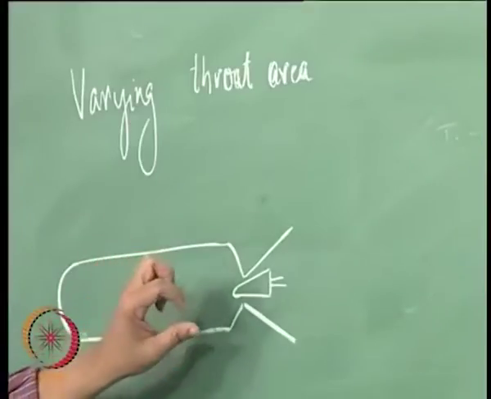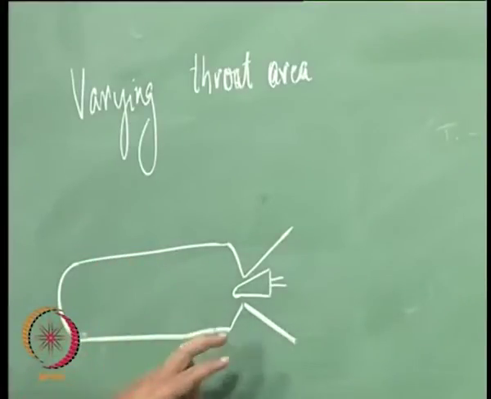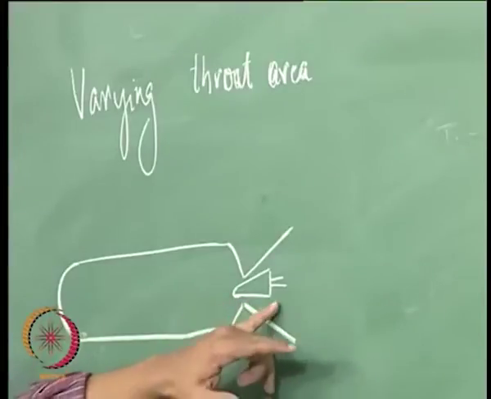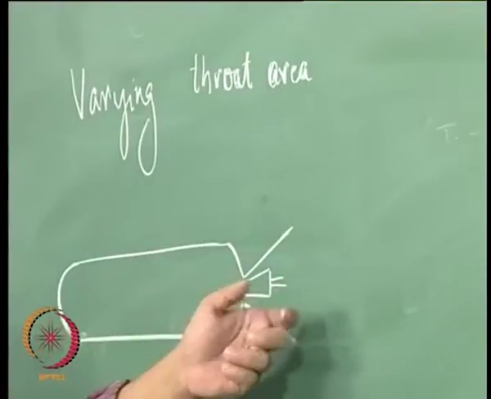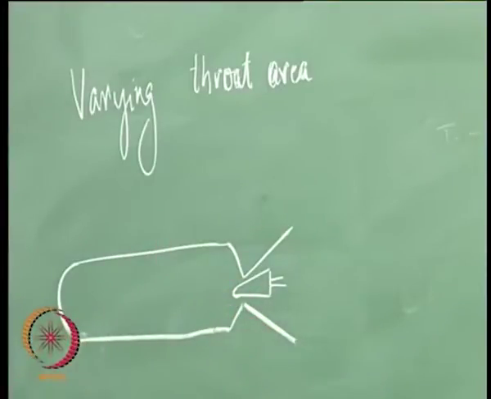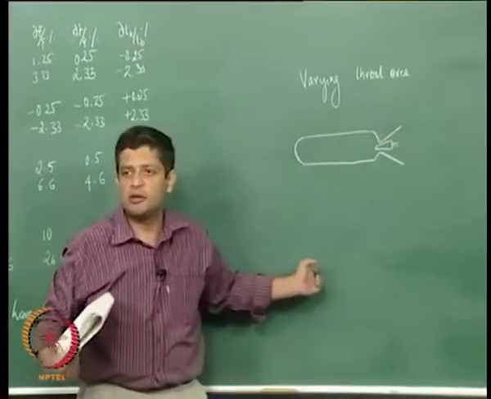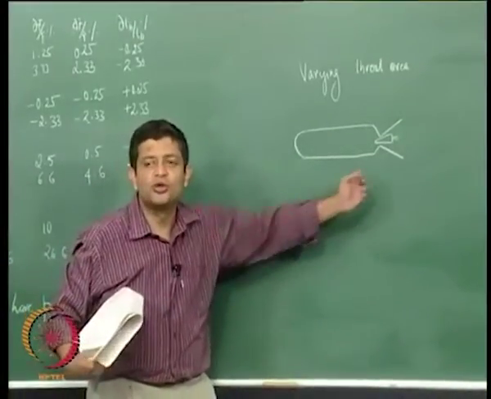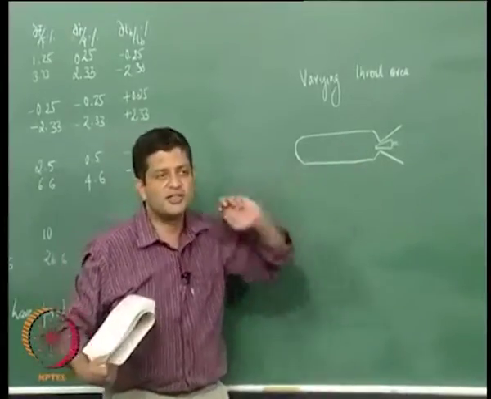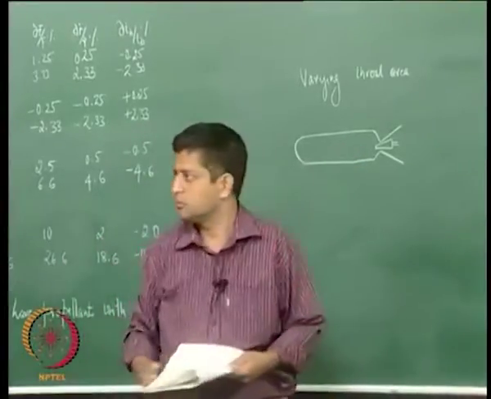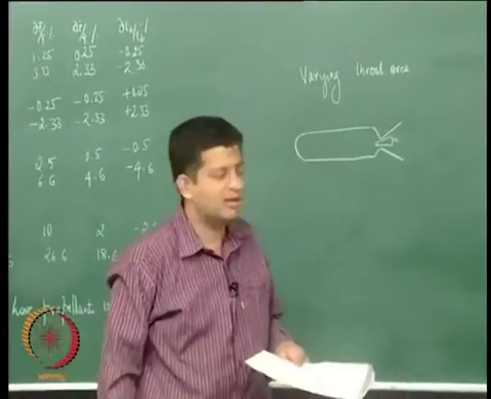So, if you have a plug like this, whose diameter changes from one end to another, that is, you use a cone, and if you are threading this in some fashion, then you can move it in or out depending on what is the requirement, right. So, you will be essentially changing the throat area to accommodate for changes in the initial temperature, right.